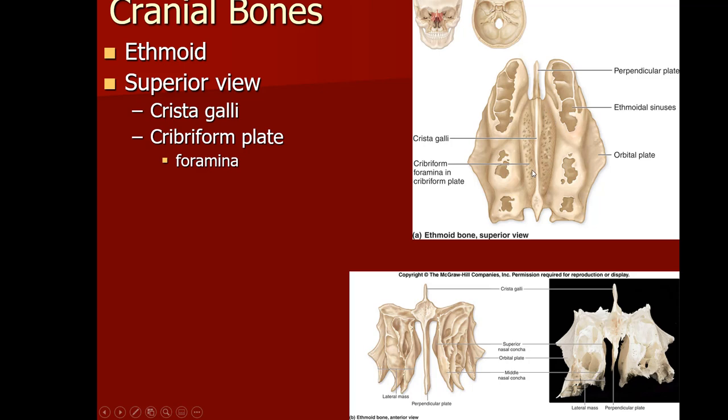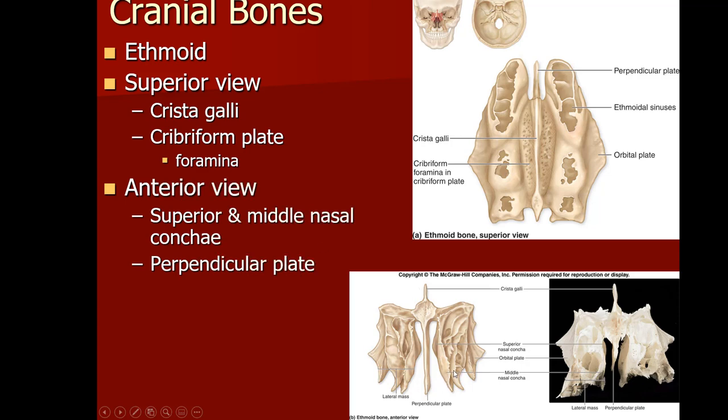This is called the cribriform plate. And the holes are called cribriform foramina. So that's a new word. Foramina is plural for foramen. Remember, foramen meant opening. Well, if you have more than one, we say foramina. So these are just a bunch of holes in the cribriform plate, cribriform foramina. Relevance of this is where the neurons that allow you to smell hang down into your nasal cavity through there.